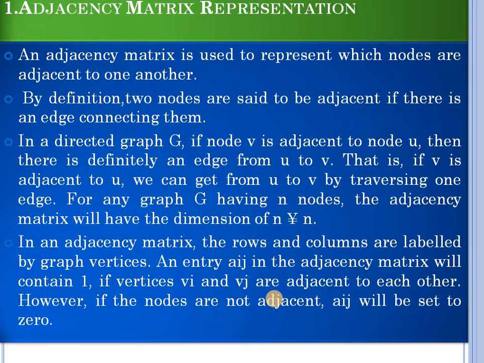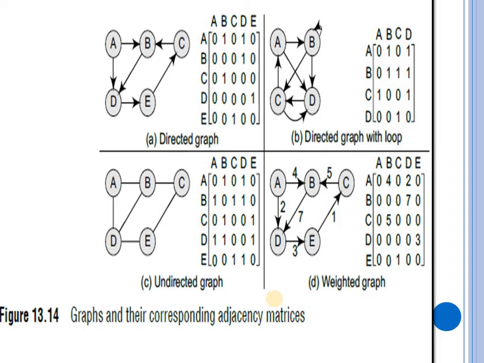For any graph G having n nodes, the adjacency matrix will have the dimension of n by n. In an adjacency matrix, the rows and the columns are labeled by the graph vertices. An entry Aij in the adjacency matrix will contain 1 if vertices Vi and Vj are adjacent to each other. Means if vertices Vi and Vj are adjacent, then only it will contain 1. Otherwise, it will contain 0. If an edge is present, then 1, otherwise 0. Now consider these examples.